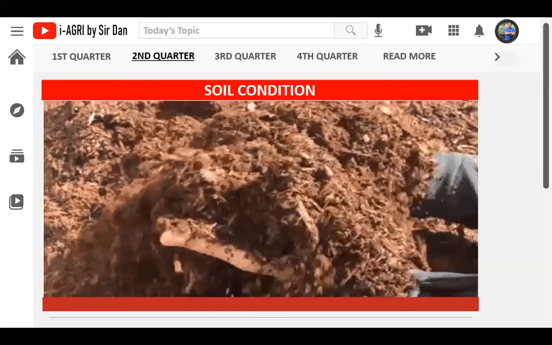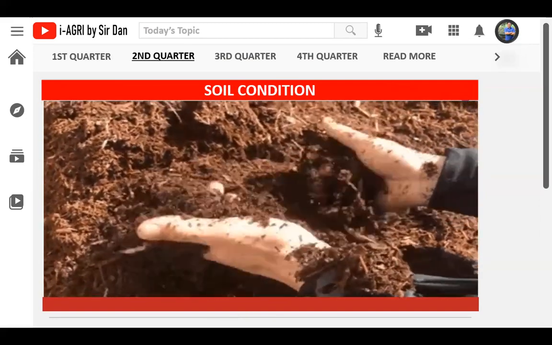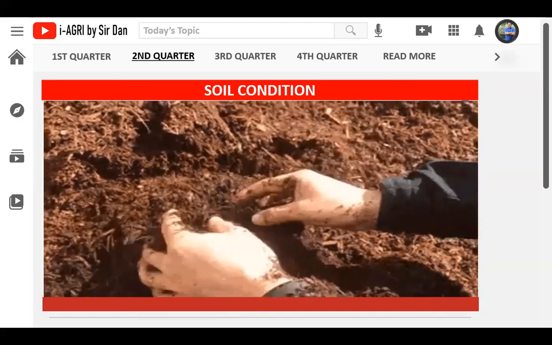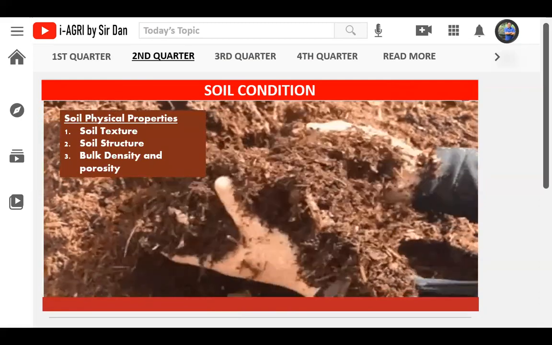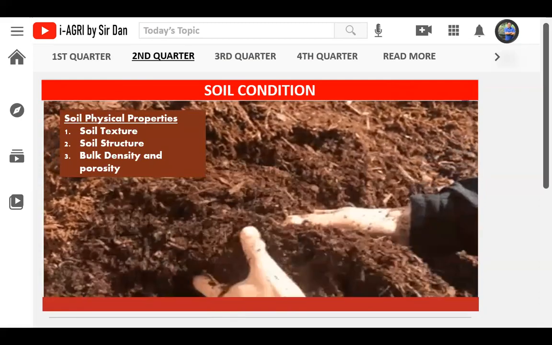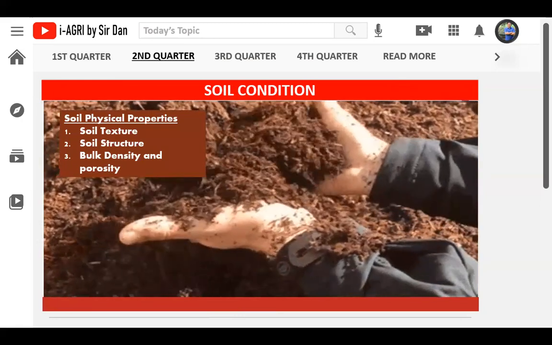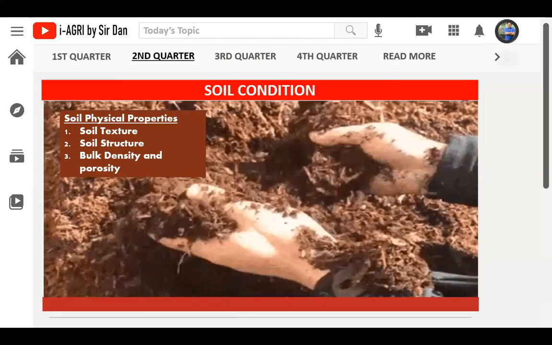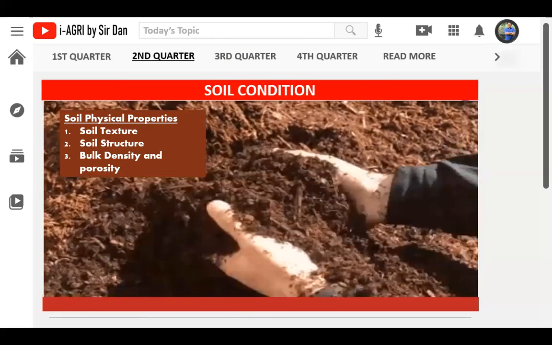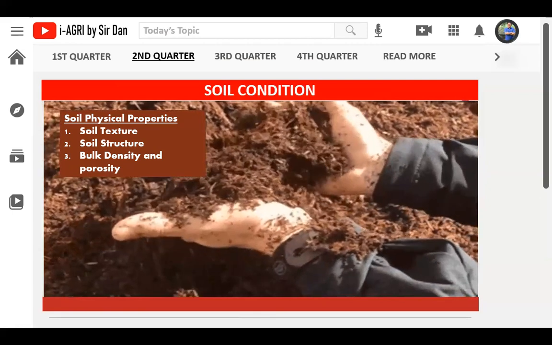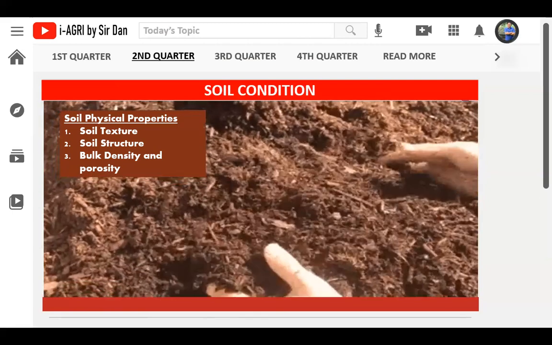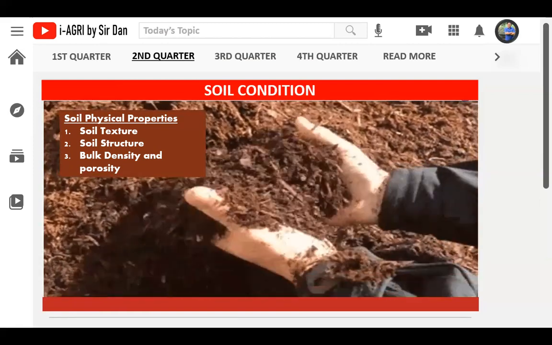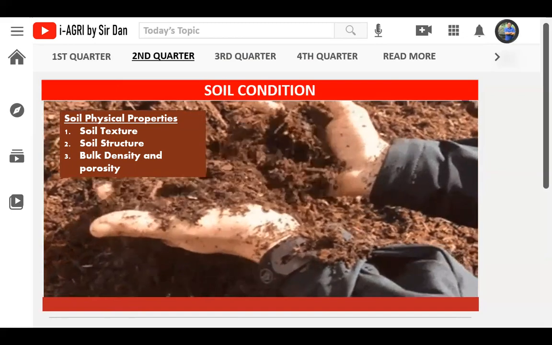The physical properties of soil are very important as they influence the soil-water-air relationship. Four of these properties are the following: soil texture, which refers to the relative proportion of sand, silt, and clay that constitute a type of soil; soil structure, which refers to the arrangement or grouping of the different soil particles; and bulk density, or what we call the degree of compaction and porosity. Soil of good quality is loamy, granulated, loose, and porous.